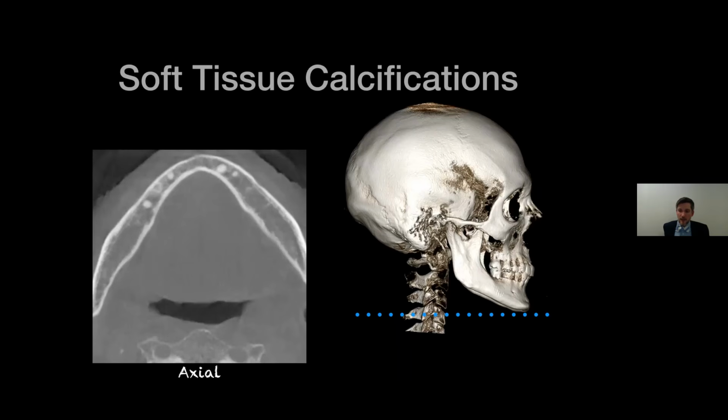I would say use the reformat of the pan in the cone beam just to get an overall view, but then go through all your slices to look at that information.